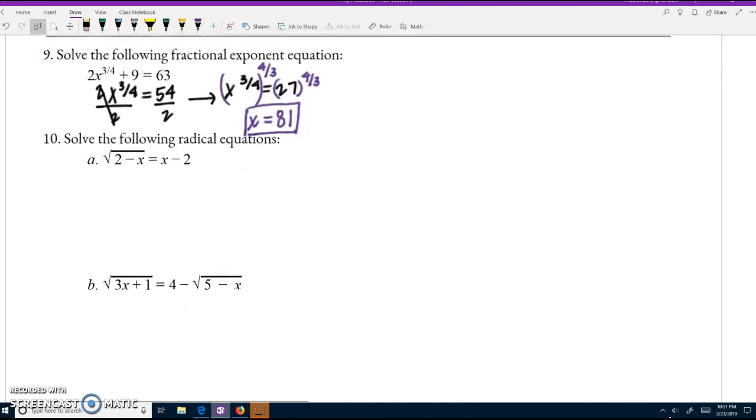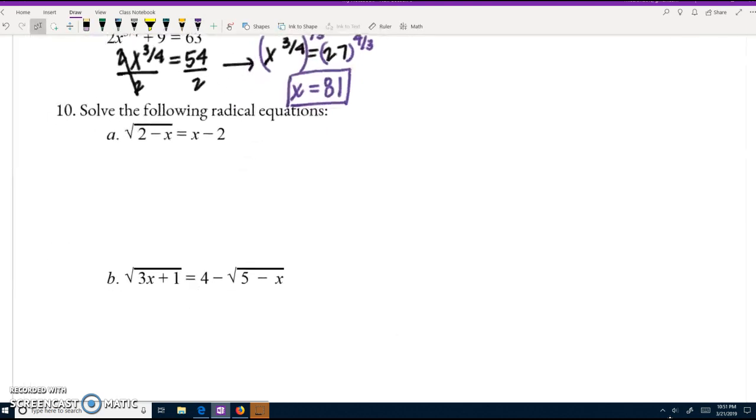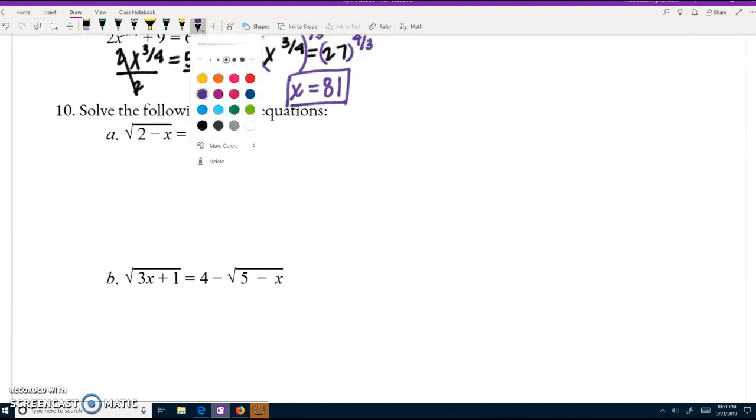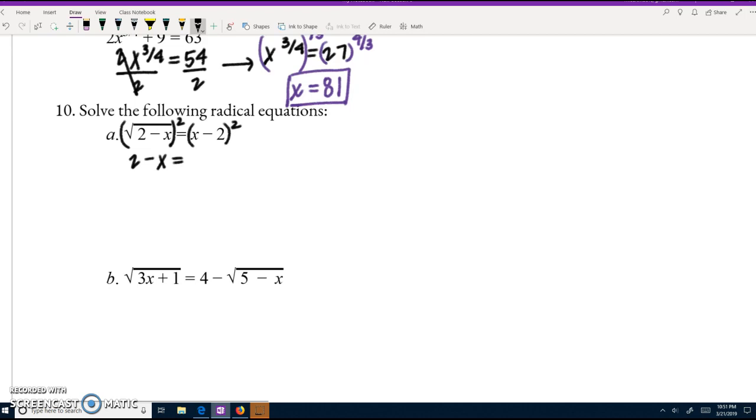Then, number 10, a and b, we have 2 different radical equations. For 10a, what we need to do is undo that square root. To do that, we're going to start off by squaring both sides. That's going to get rid of the square root, but it also means we're going to have a foiling operation. So we need to multiply x minus 2 by x minus 2.